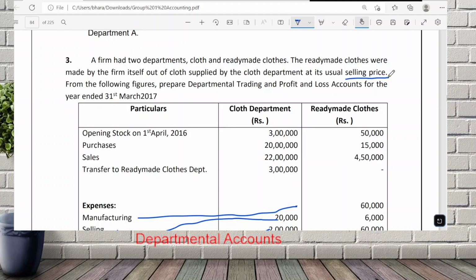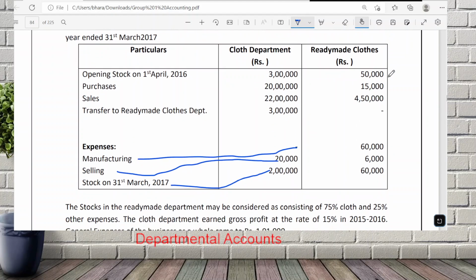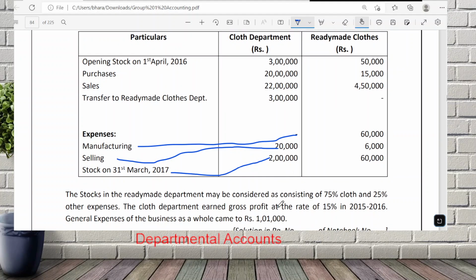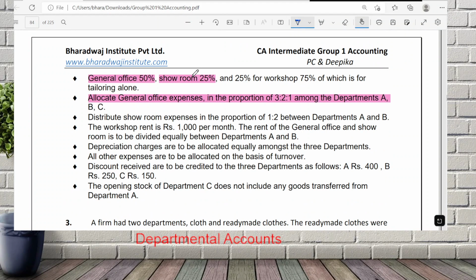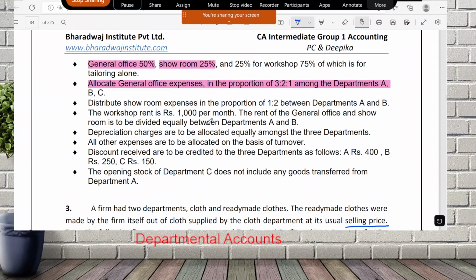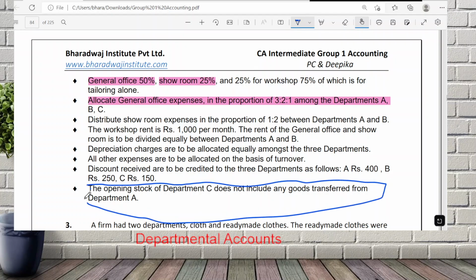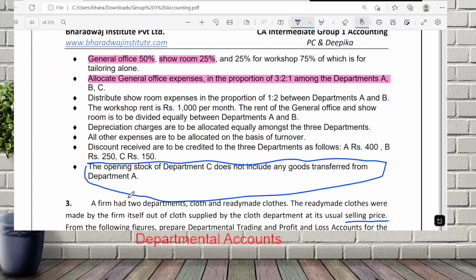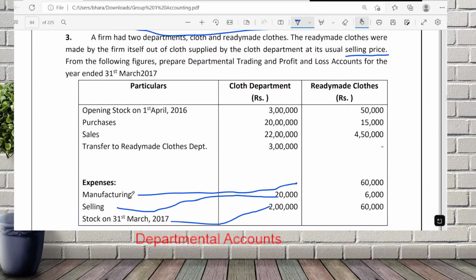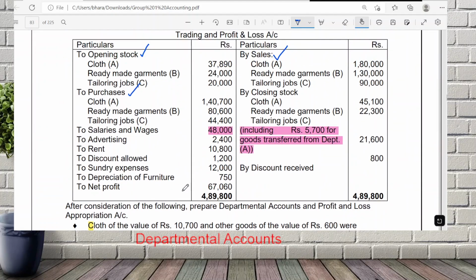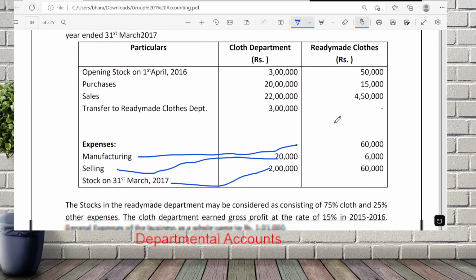Goods are transferred at what price? Selling price. Why is there no opening stock reserve in question number 2? Very good doubt, but look at the last bullet point: opening stock of department C did not include any goods transferred from department A. Opening stock was not having any transferred goods. Only the closing stock has the 5,700 of transferred goods. That's why we have not put opening stock reserve.